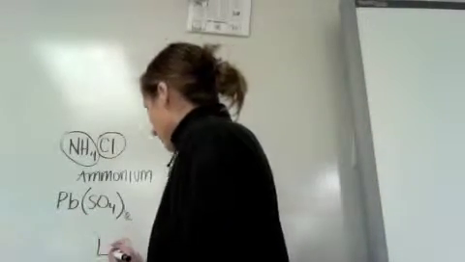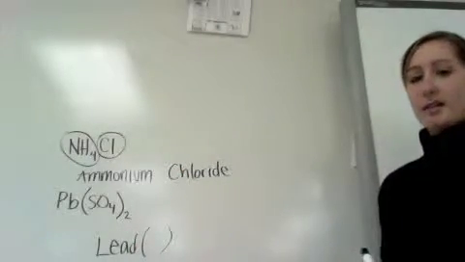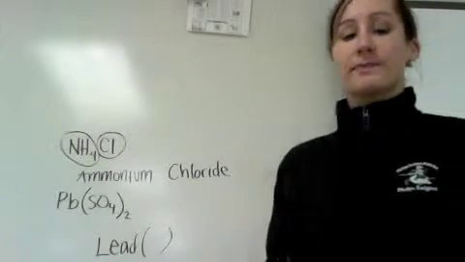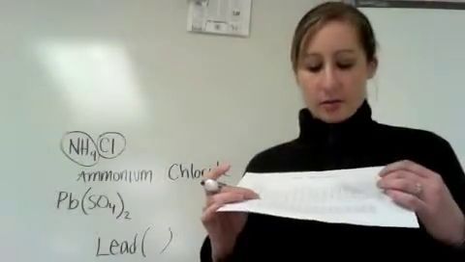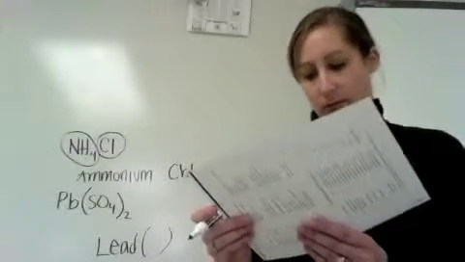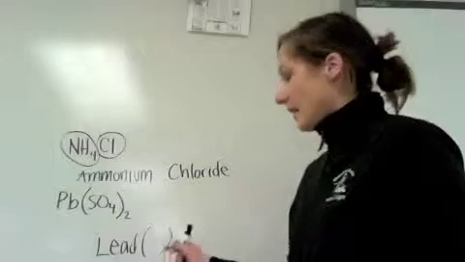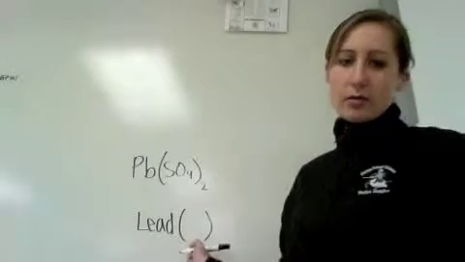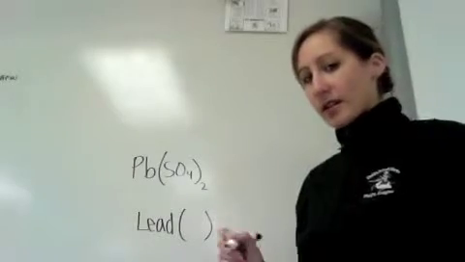Pb is lead. So I write down lead, put some parentheses there because I know that has to go there. And the way you can figure out that this is a transition metal is, guess what you're going to have to do? Look at the periodic table. You find out that lead is right here. Kind of a mixed up one, but we consider it a transition metal. So we have lead with a parentheses.